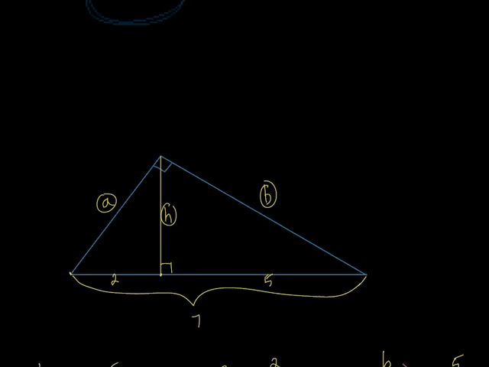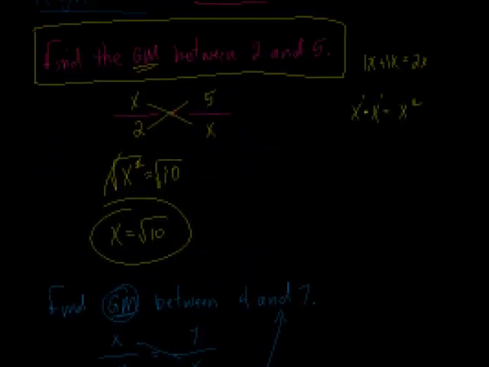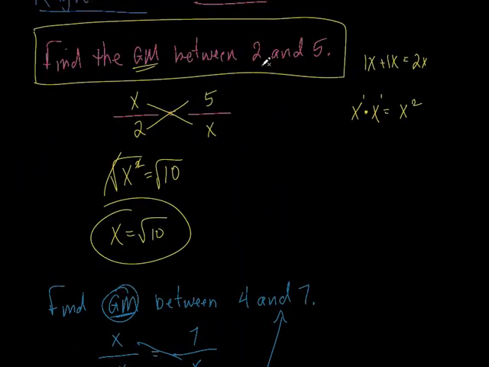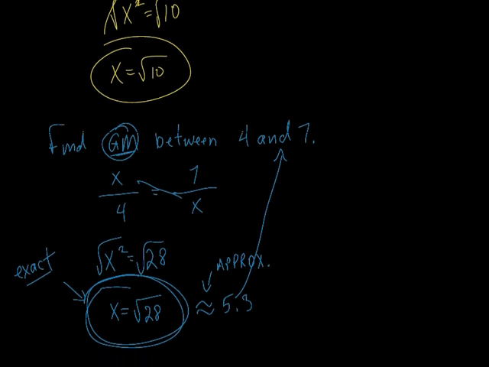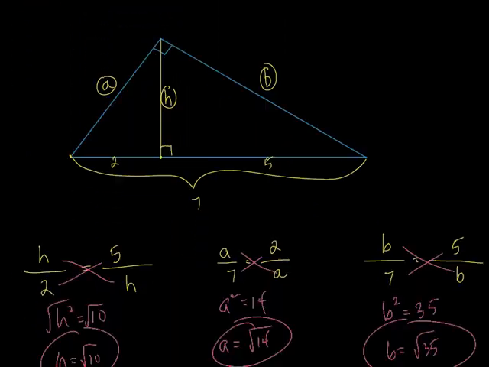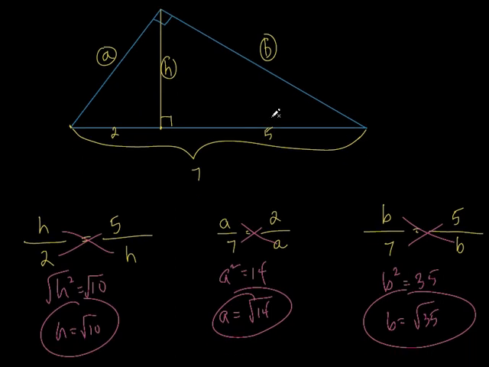I mean, you probably looked up here when we did this stuff and thought, okay, big deal. So you got square root of 10. What in the world does that mean? And down here, big deal. You got square root of 28. What in the world does that mean? Well, the geometric mean really helps in finding missing parts of a right triangle.